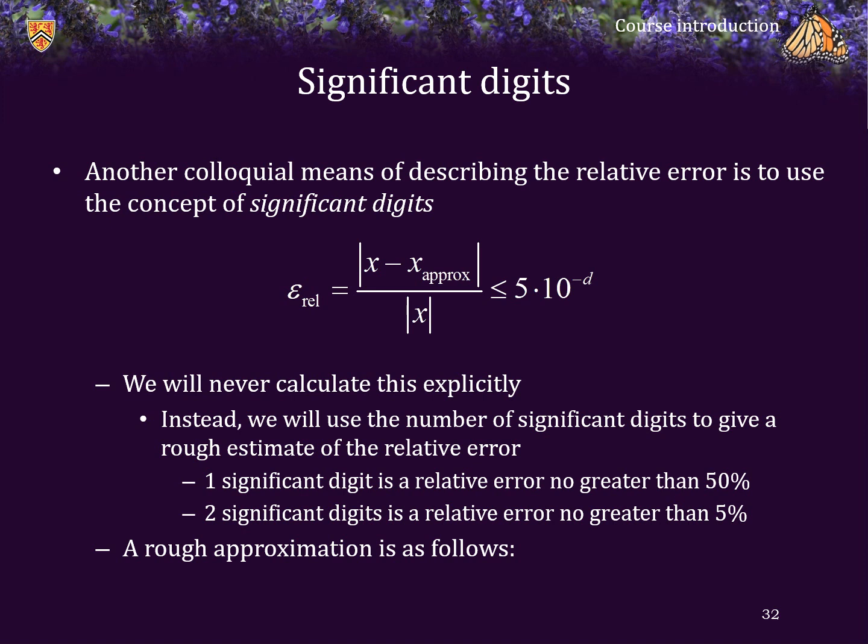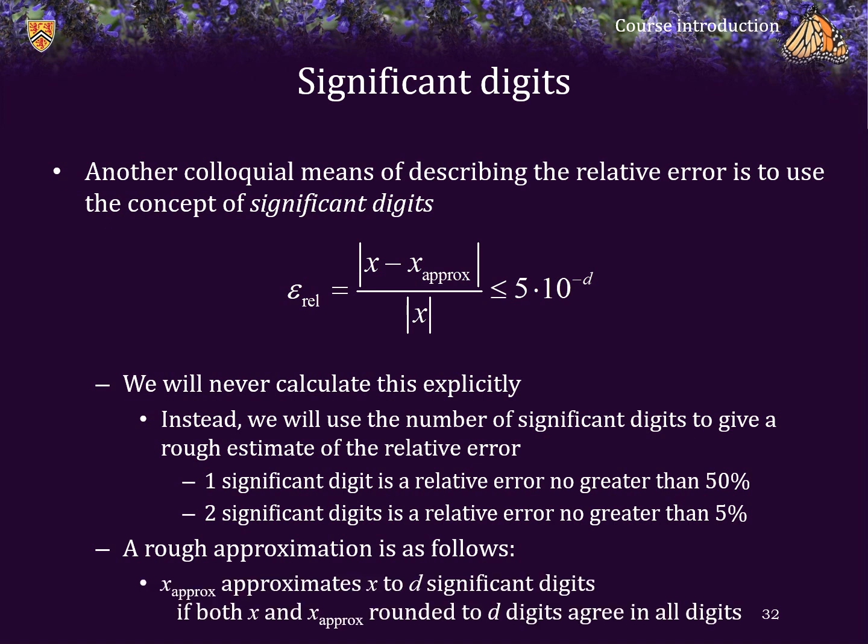However, a rough approximation of the number of significant digits is as follows. An approximation approximates an exact value x to d significant digits if both x and the approximation rounded to d digits agree in all those digits. Now, this is not exact, but it's a good rough approximation of what the significance of the number of significant digits is.